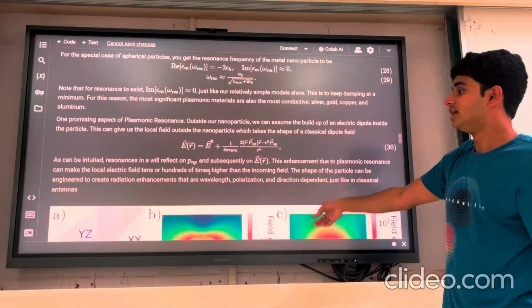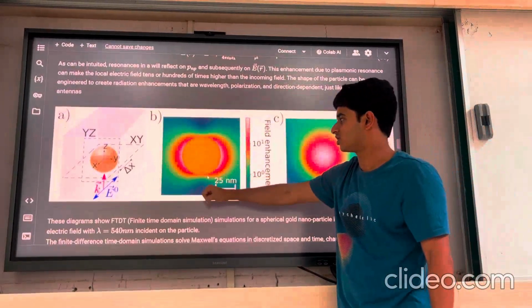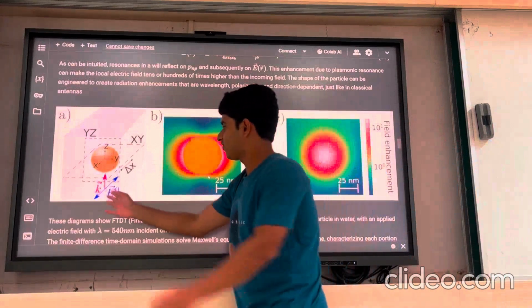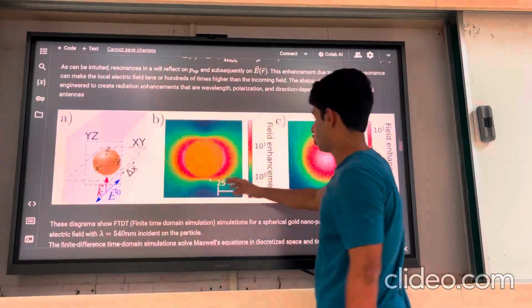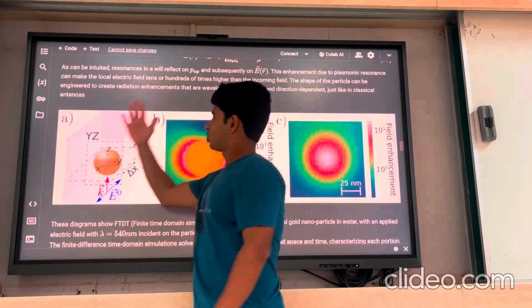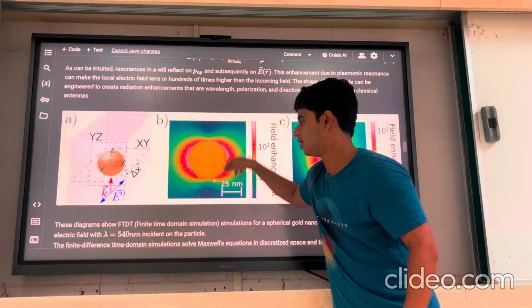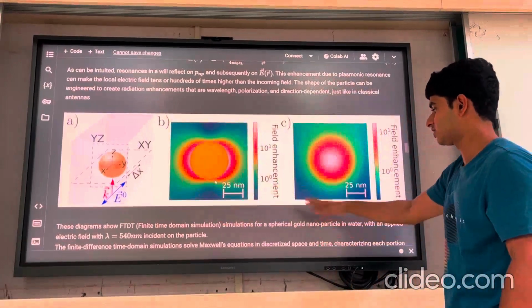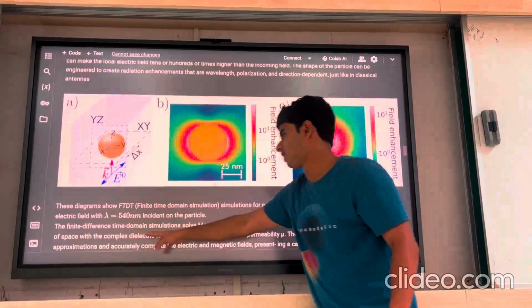If you move down, here are some FDTD or finite difference time domain simulations in which you have an electric field coming into the XY plane and you're measuring the electric field in both YZ and in XY. And you can clearly see there's a build up here. These diagrams show these simulations for a spherical gold nanoparticle in water with an applied electric field of 540 nanometers.